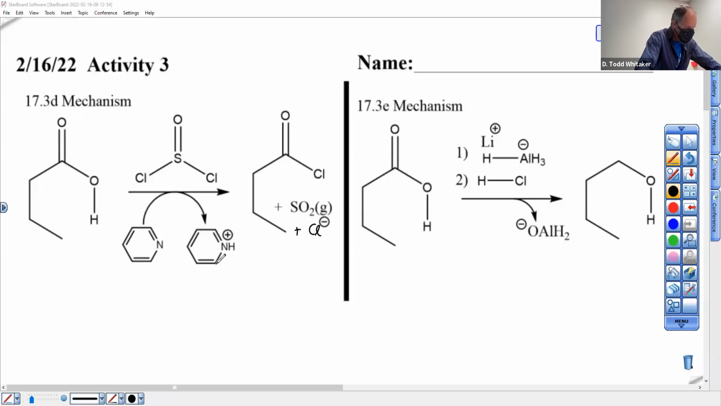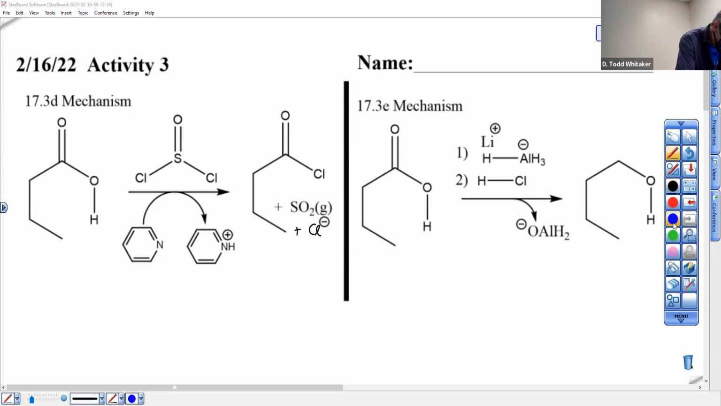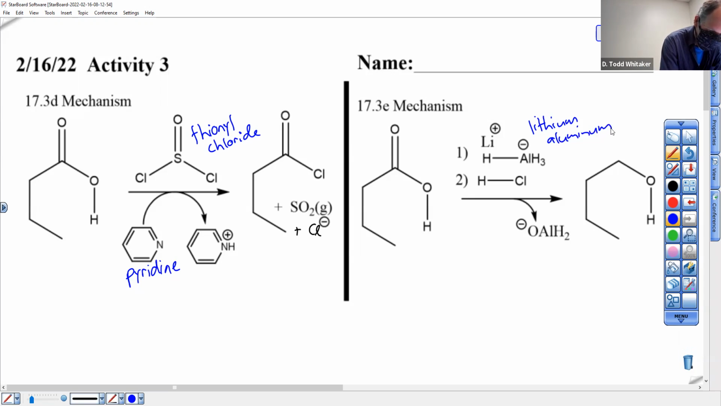We are going to continue our exploration of carboxylic acid mechanisms. And one is the reaction with thionyl chloride, in the presence of pyridine. And the other is lithium aluminum hydride.